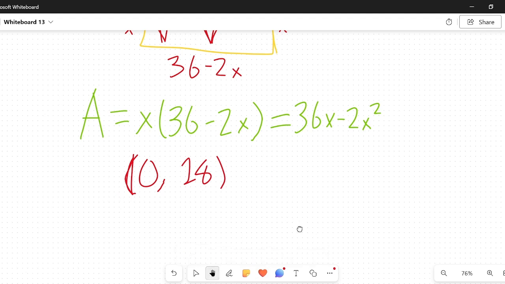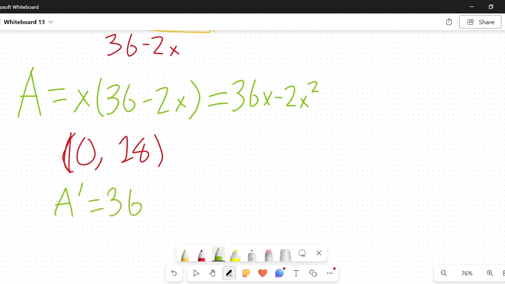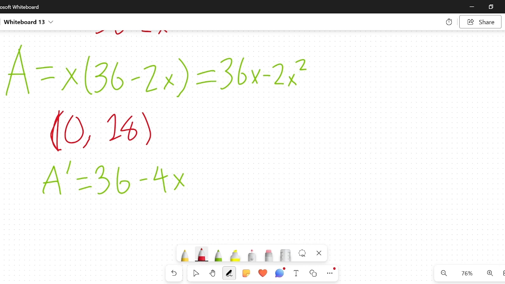To determine critical numbers, we take the derivative, which is equal to 36 minus 4x. Then x equals 9. That is the critical number that comes out of this. Also, there's no place where the derivative is undefined. So the only values we have to check are our critical number and the endpoints.